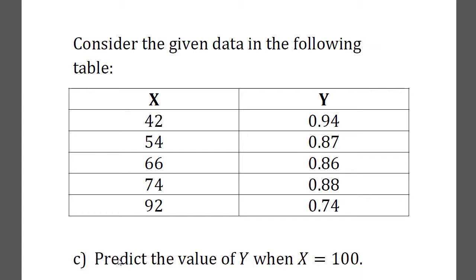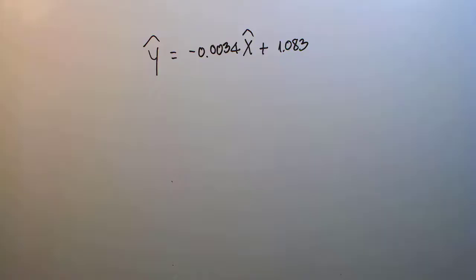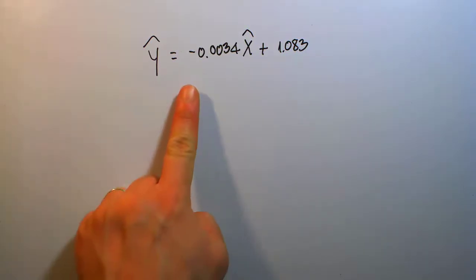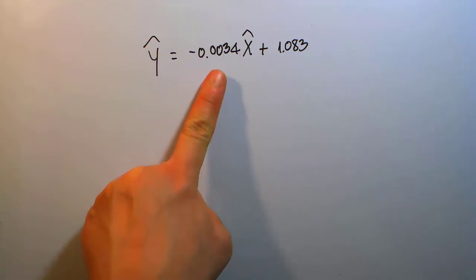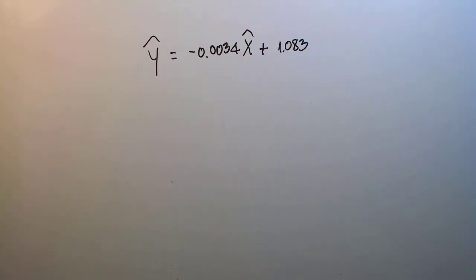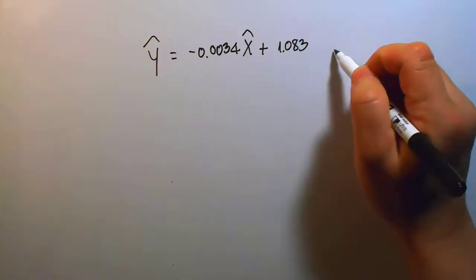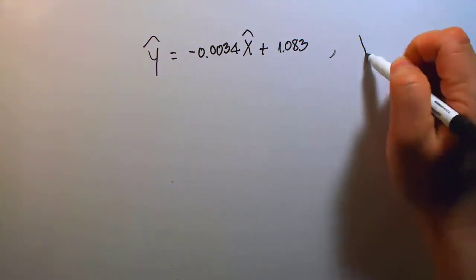And question C of the example is pretty much the same as question B earlier. It asks us to predict the value of y when x equals 100. Once again, we're working with the exact same set of data, so I am expecting to use the exact same best fit line equation. So here it is again, y hat equals negative 0.0034 x hat plus 1.083. But this time we are given the x value being 100.